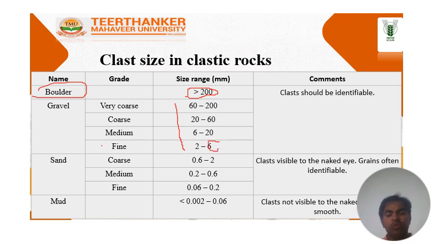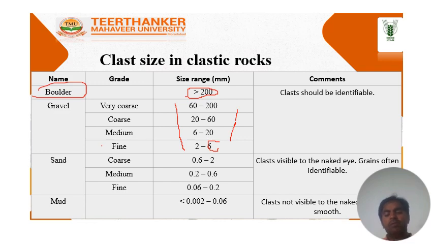These clastics should be identifiable by the naked eye, there is no problem. If the particle size is in this range, it is known as gravel. And then sand. Sand is also divided into three categories: porous, medium, and fine sand. Porous sand has a size of 0.6 to 2 millimeter, visible to the naked eye, with identifiable grains. And the last is the mud.